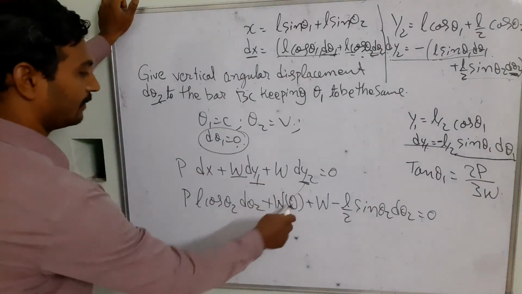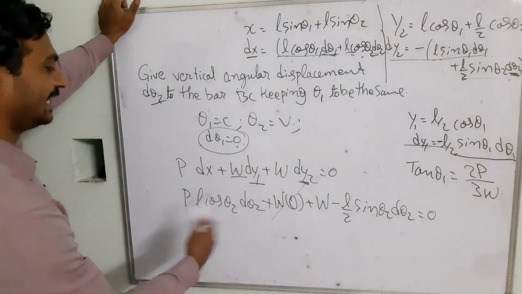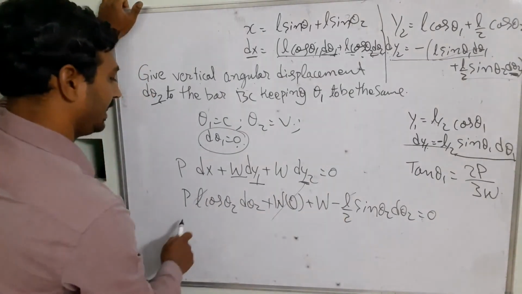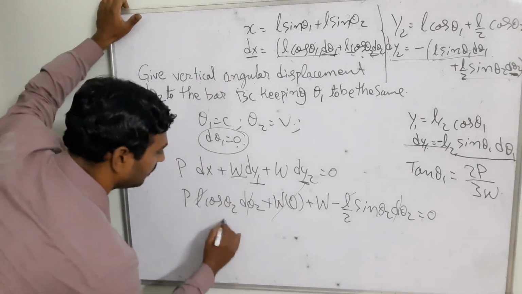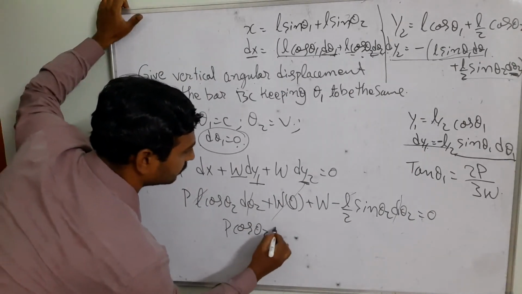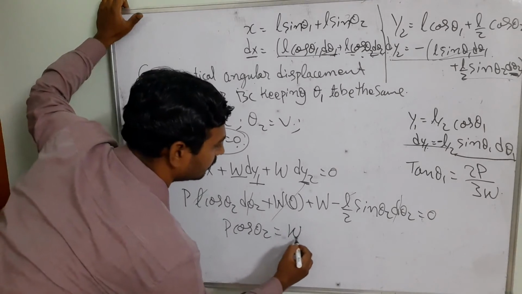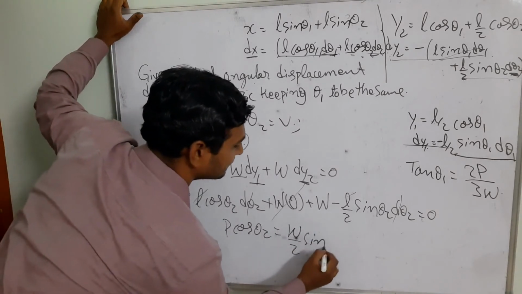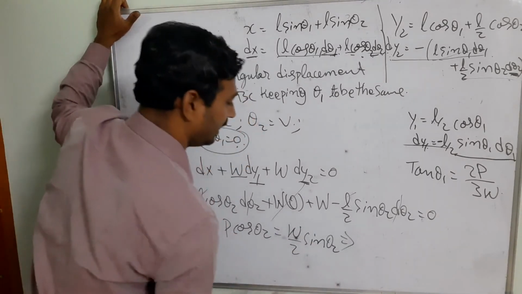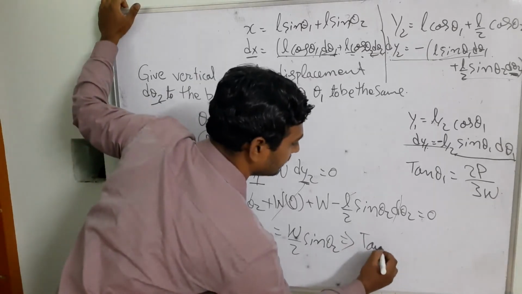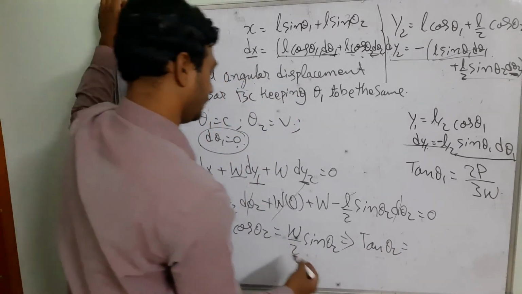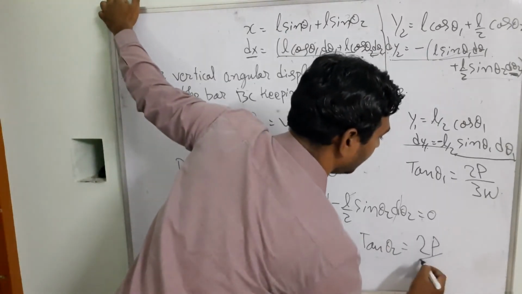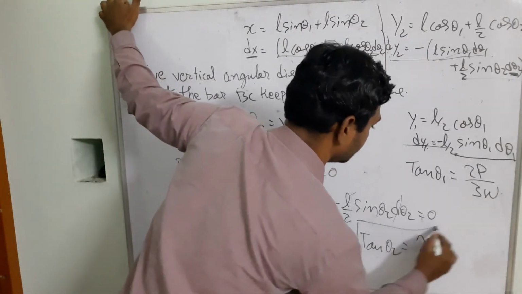And finally, taking the right side and the left side, L is cancelled and d theta 2 is cancelled. So that's P cos theta 2 is equal to W by 2 sin theta 2. Now finally, I can calculate tan theta 2 is equal to 2P by W.